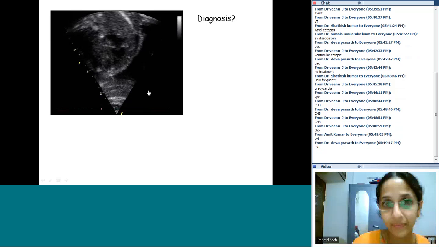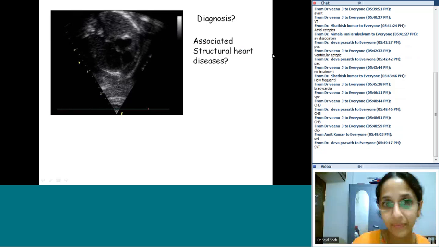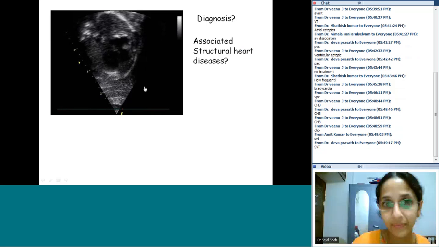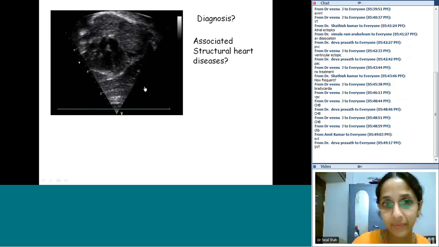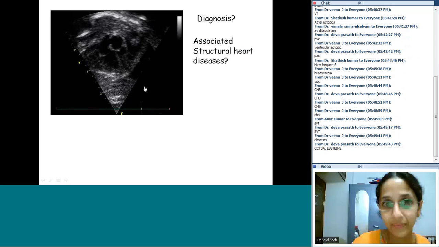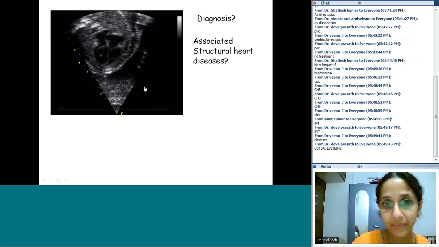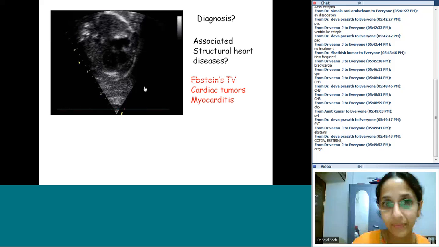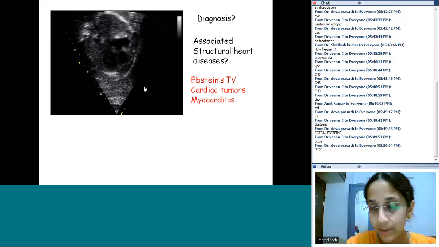Now, when you suspect tachyarrhythmia, what structural heart diseases would you like to rule out? Can you have an associated structural heart disease with tachyarrhythmia? Ebstein's anomaly of the tricuspid valve, that's correct. Corrected transposition of great vessels, and it can also happen with myocarditis and cardiac tumors. Now, when you say corrected transposition of great vessels, usually isolated CTGA will have atrioventricular blocks.